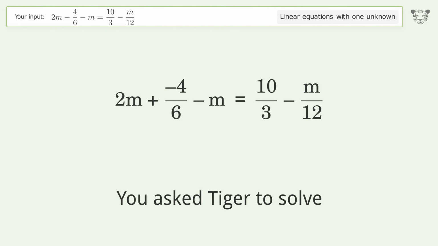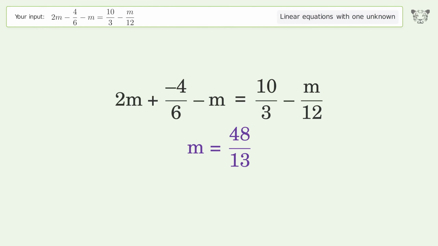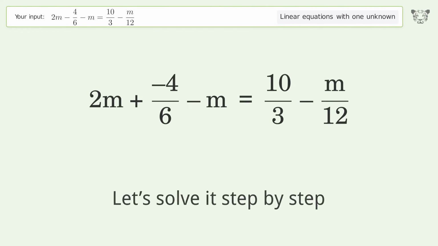You ask Tiger to solve this. This deals with linear equations with one unknown. The final result is m equals 48/13. Let's solve it step by step.